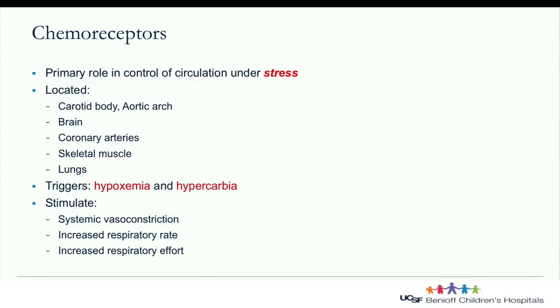The chemoreceptors, also located in the aortic arch and the carotid body, but also elsewhere in your brain and your coronary arteries, primarily play a role in responding to dire situations, specifically hypoxemia and hypercarbia. And they lead to the protective response of increasing SVR and increasing respiratory drive. Again, with afferent input to the brainstem and efferent output via the sympathetic nervous system.